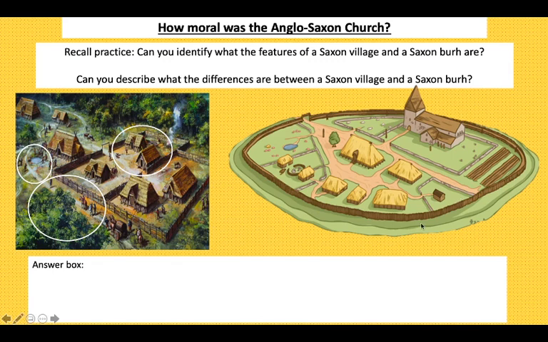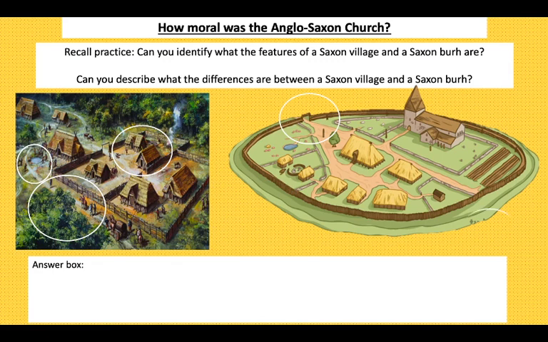So let's have a look at the Saxon burr. What features have we got here that we might have identified? The first one is that there is a gate that leads you directly into the burr and out of the burr as well, with a road leading in and out. This would give Saxons an opportunity to trade with nearby burrs with certain goods such as precious metals, food and other building materials.